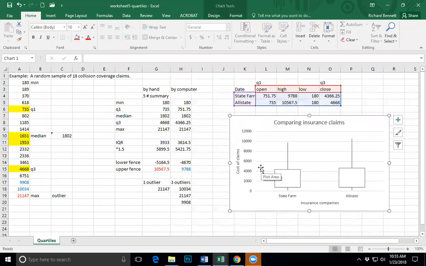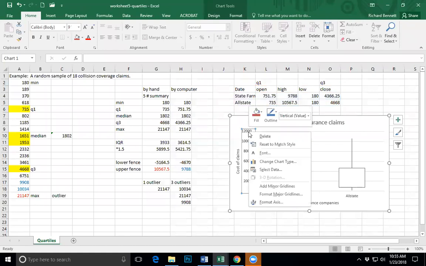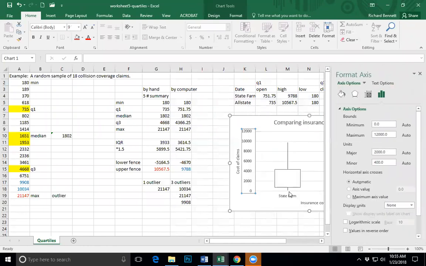Now, notice here, in both cases, I've got 21,000. What does my scale only go to? It only goes to 12,000. So I need to change my scale so that I can put those outliers on there. I'm going to right-click, and I'm going to format my axis, and I'm going to change my maximum to 20,000. That's probably good enough.